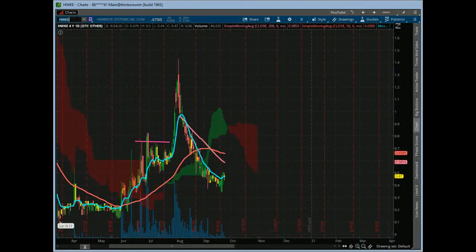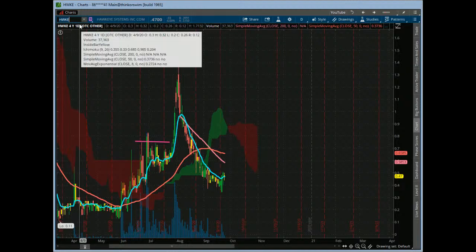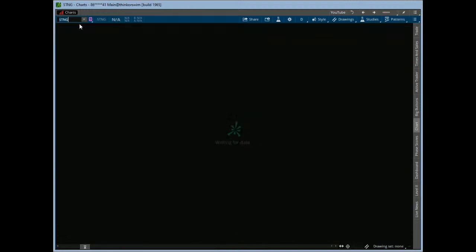HWKE, Hawkeye Systems doing okay right there. Inside day, still holding the 80 MA. It's trying to make a little bit of a move up there, but looking pretty tricky, right? It does look like a head and shoulders pattern right here, so it might work up for a shoulder. Work its way out. Just kind of watch those levels there for that.